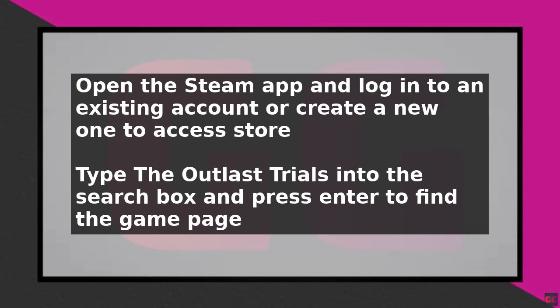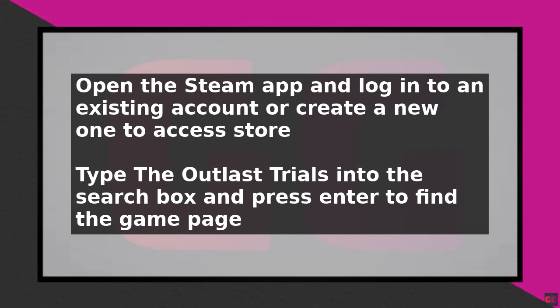Once Steam is installed, open the app and either log in to an existing account or create a new one. If you don't see the Steam store, click on the Store tab to access it. Next, type The Outlast Trials into the search box at the top of the page and press Enter.